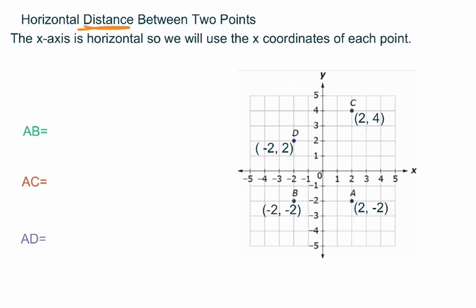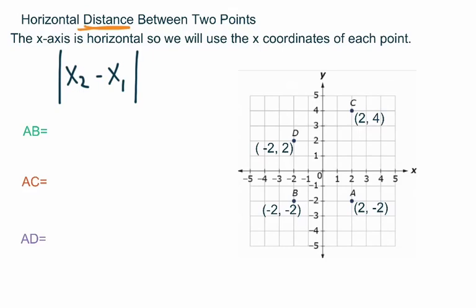The formula we're going to follow is absolute value, because remember, distance is always positive. Because the x-axis is horizontal, we're going to use the x-coordinates of each point, so we're going to use the absolute value of x2 minus x1. That's our simple formula. Remember, for horizontal distance, we use the x-coordinates. Alright, so let's look at the first one.